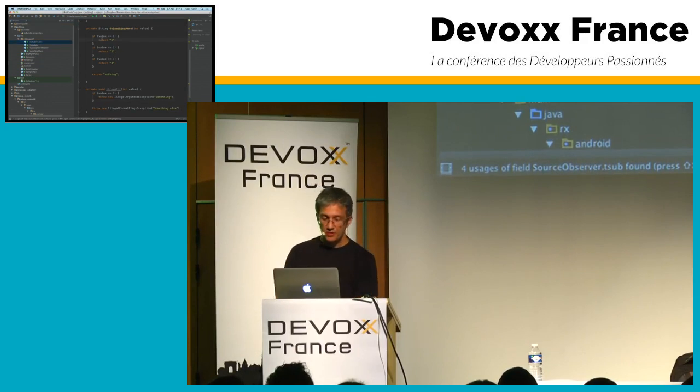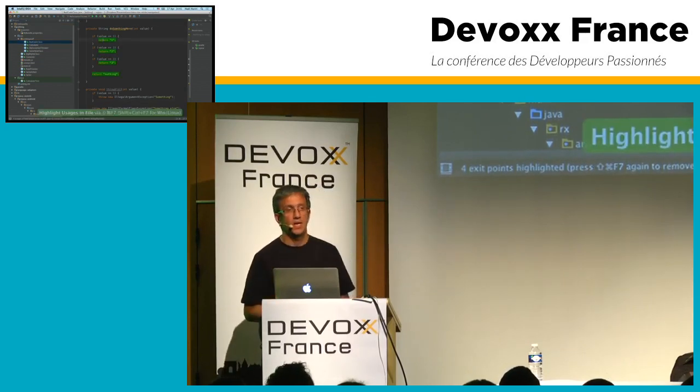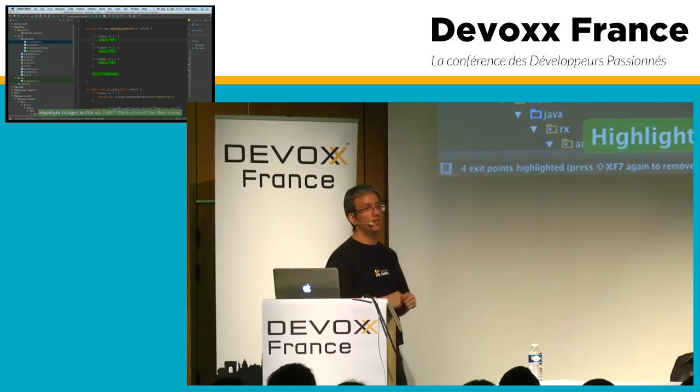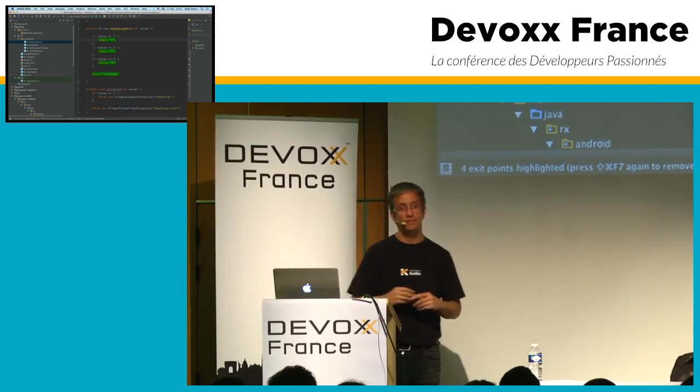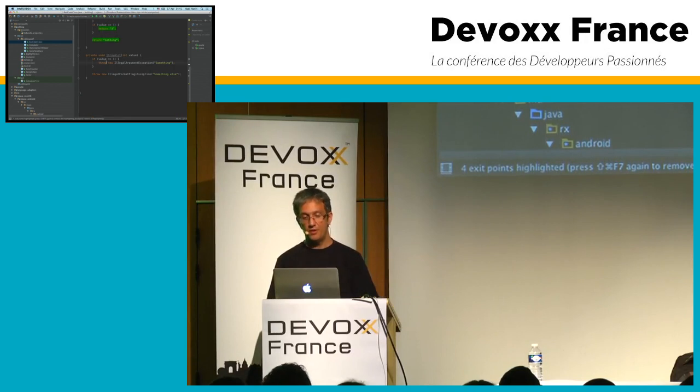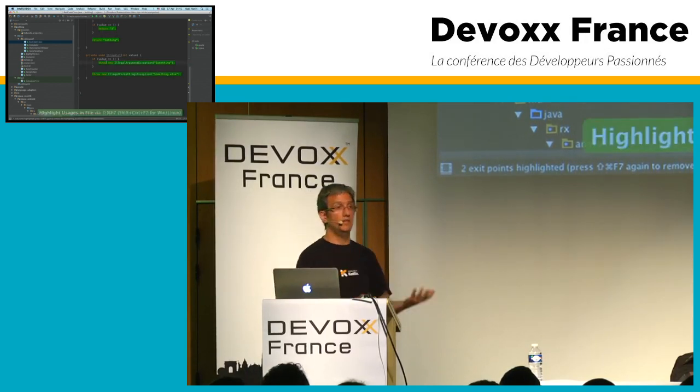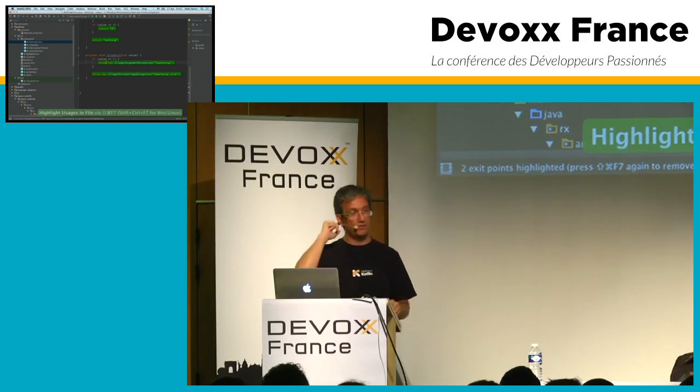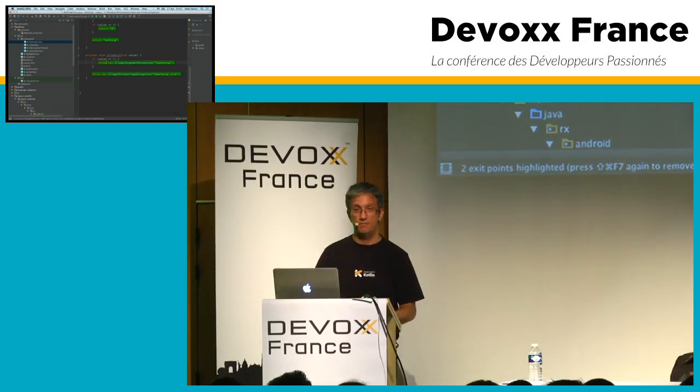Okay, so do something. What happens if I do the same on the return? It shows me all the exit points of the code, okay? And if you do it on the throw, who can guess what that does? It shows you all the places where the method throws an exception. Okay, good. Any questions? Nothing?